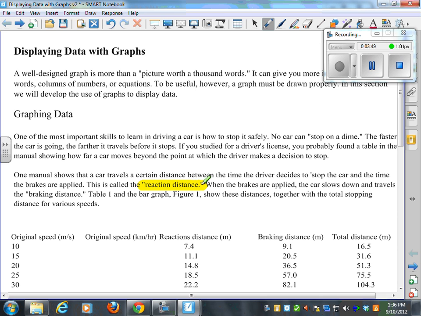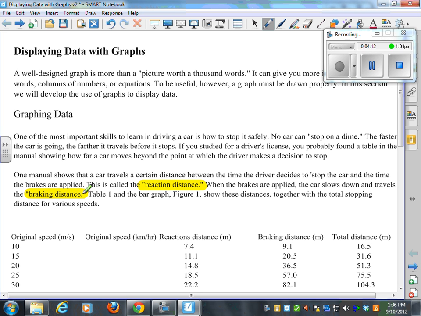Now, obviously, if you're going faster, if Kish is speeding along at 130, he's going to go farther, even though his reaction time is the same as somebody else's, right? When the brakes are applied, the car slows down and travels the braking distance. So the braking distance is the actual distance when you're actually stopping, right?